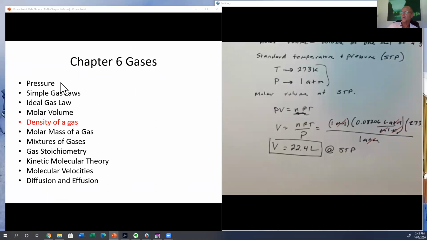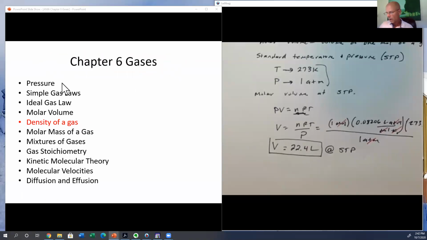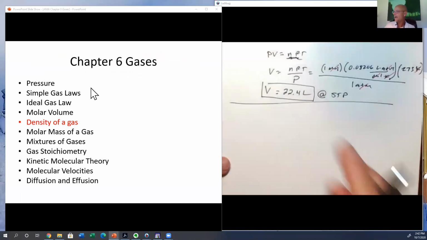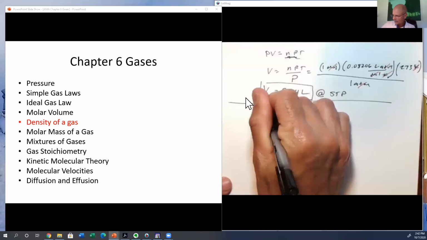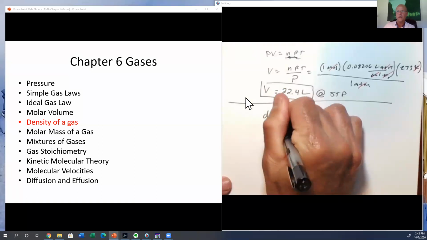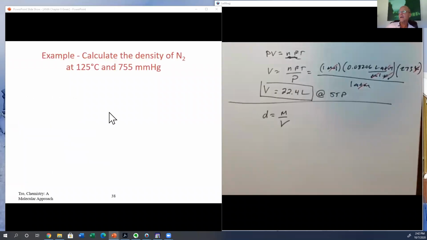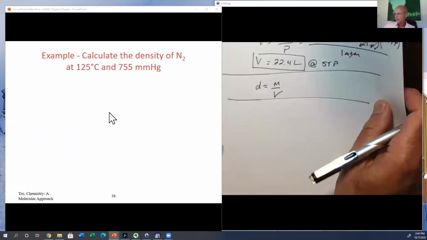Okay, let's do a quick problem. Actually, I'm not going to do a quick problem on molar volume. I'm going to do a quick problem on density. So we also want to look at the density of a gas. The density of a gas, like the density of anything, is mass over volume. So we can calculate the density of gases from what we know of the ideal gas law. Let's set this problem up like we normally would.